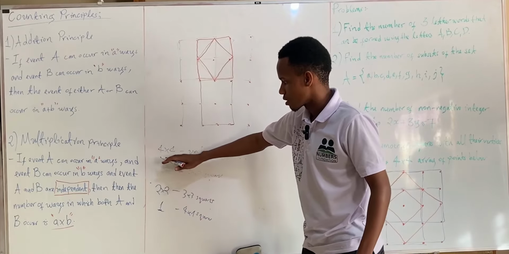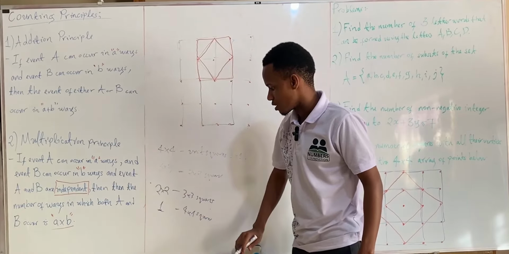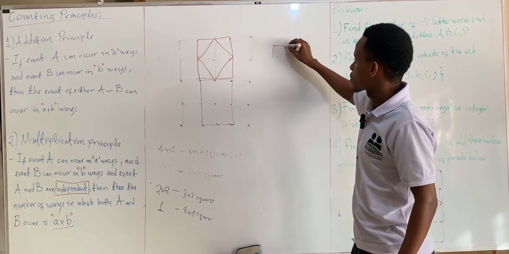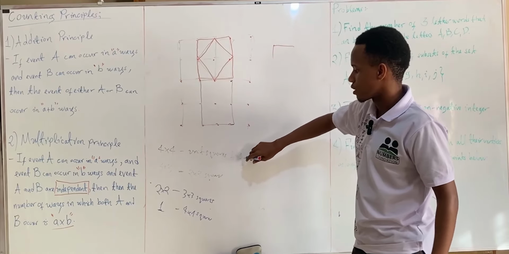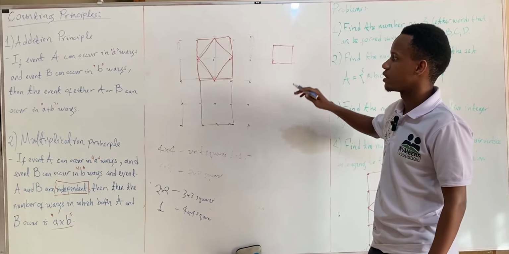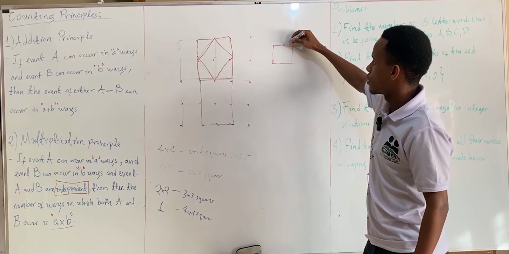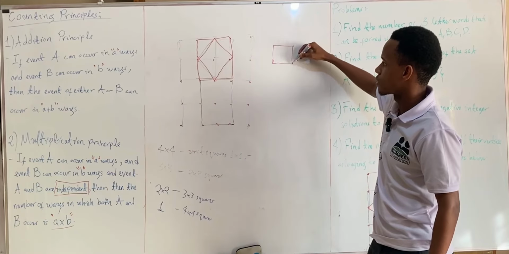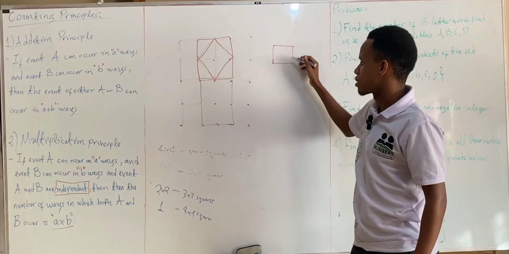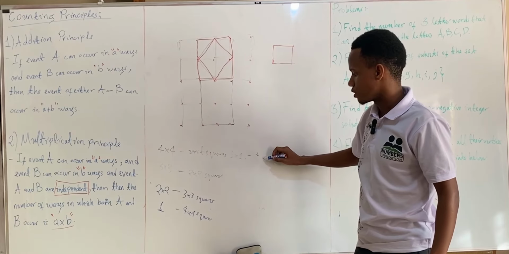For the first case, maybe if we start with a simple example, a 1x1 square. A 1x1 unit square right here cannot contain a tilted square because there are no points along the edges, because there is only one unit. So in this case, there are no tilted squares.